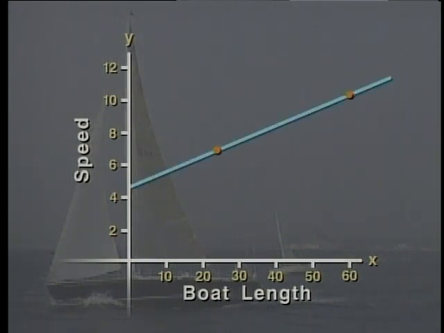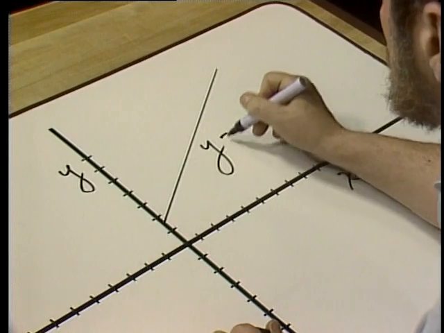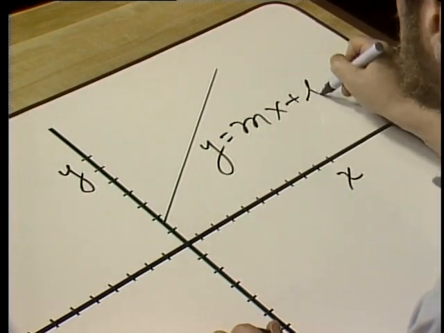The line between these two specific points summarizes the hull speed relationship. Using it, we can get eyeball estimates of the maximum speed for any length of sailboat. But making eyeball estimates from a graph isn't very precise. Much more helpful would be an equation describing this relationship. Fortunately, any straight line, including this one, can be described by the general equation y equals mx plus b.